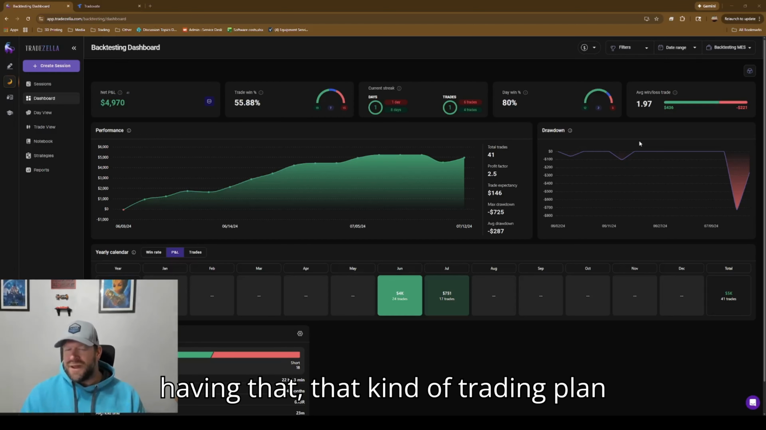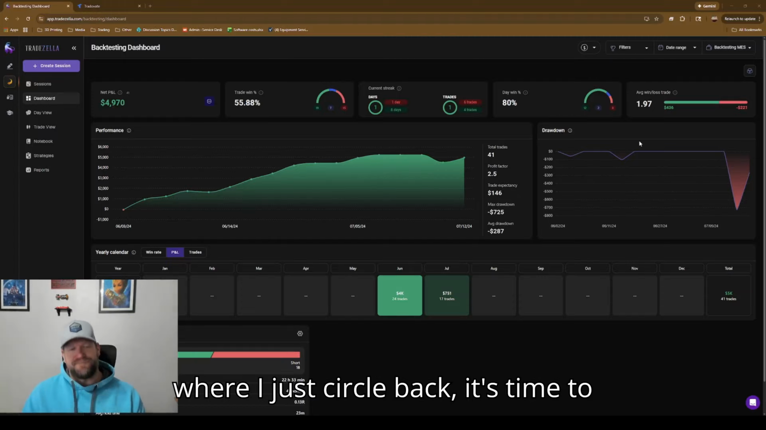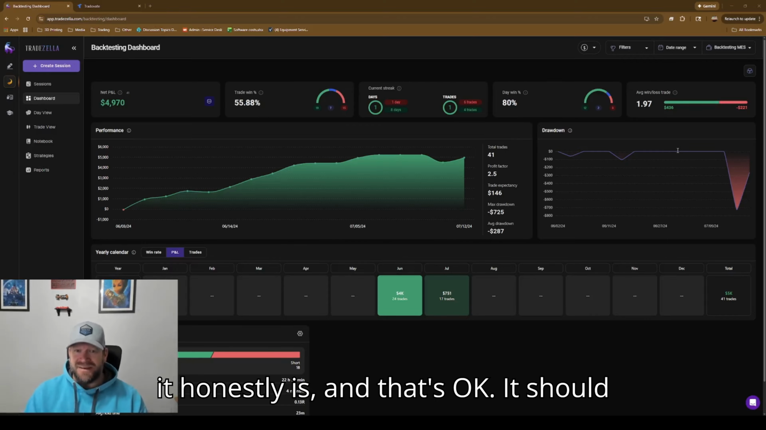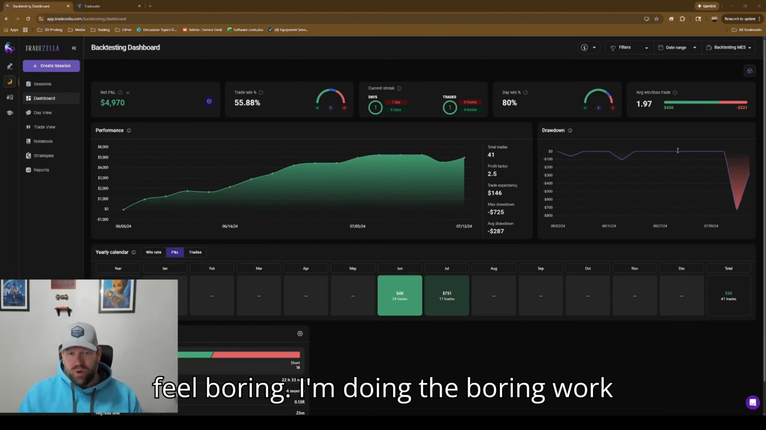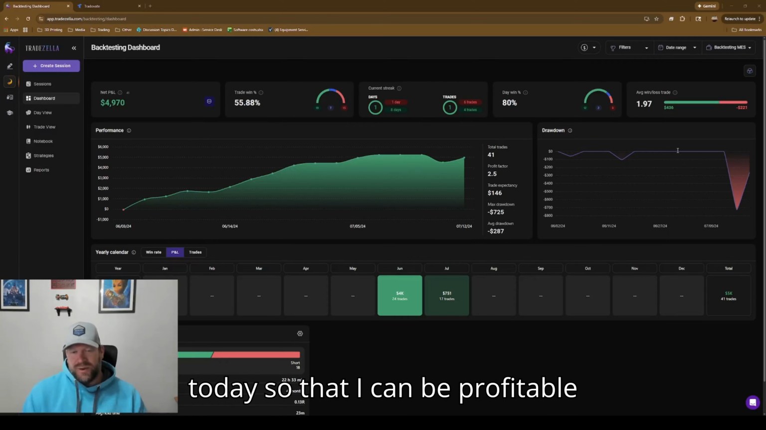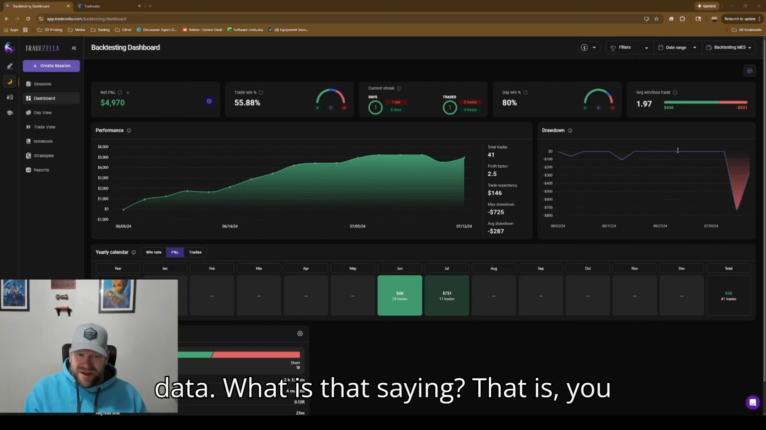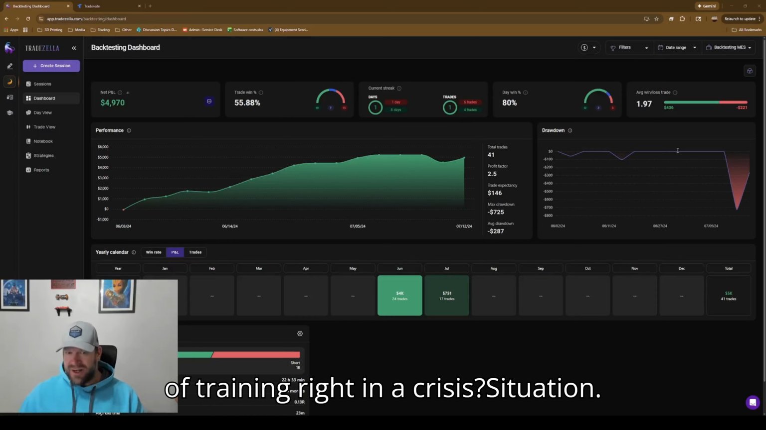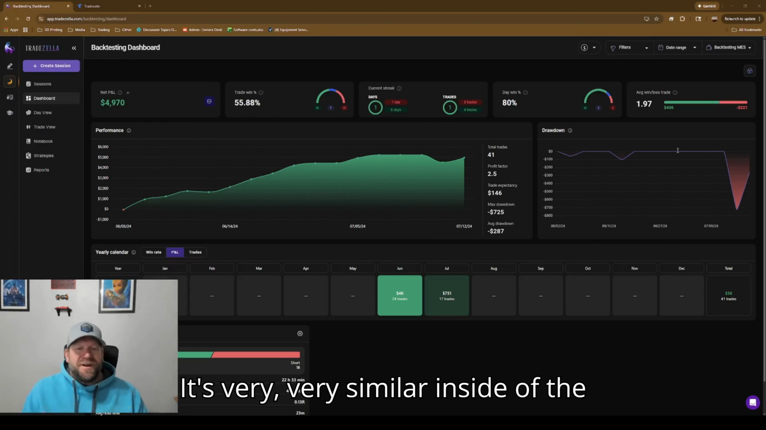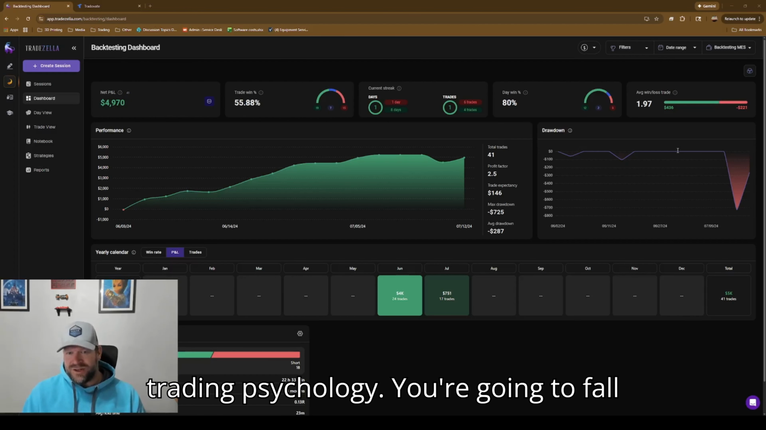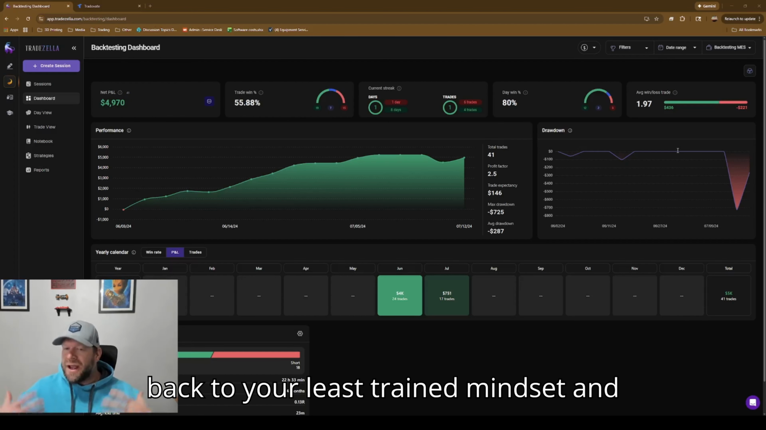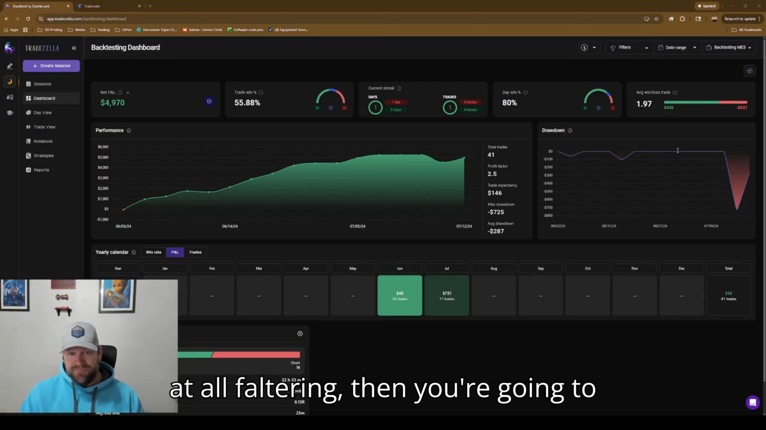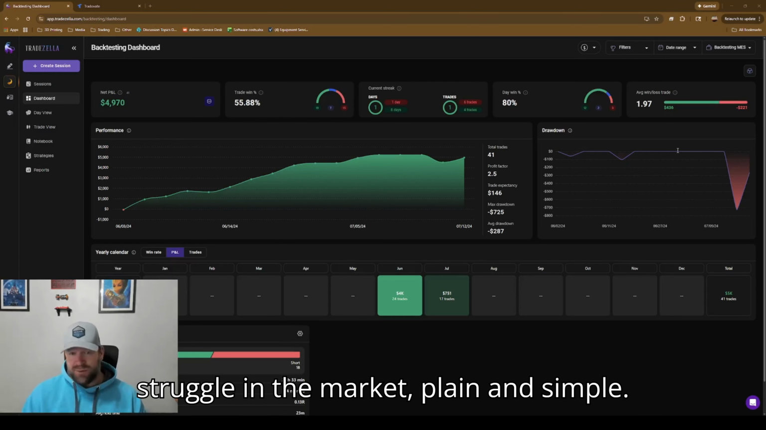And so I love having that kind of trading plan where I just circle back. It's time to get back to the basics. Is backtesting boring? Yeah. It honestly is, and that's okay. It should feel boring. I'm doing the boring work today so that I can be profitable tomorrow. We're replacing anxiety with data. What is that saying that is you always revert back to your least amount of training, right? In a crisis situation? It's very, very similar inside of the trading psychology. You're going to fall back to your least trained mindset. And if that is undisciplined, if that is at all faltering, then you're going to struggle in the market. Plain and simple.